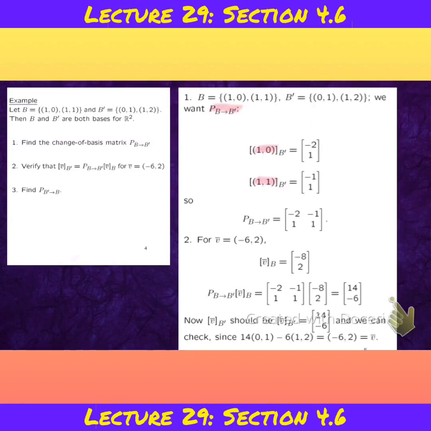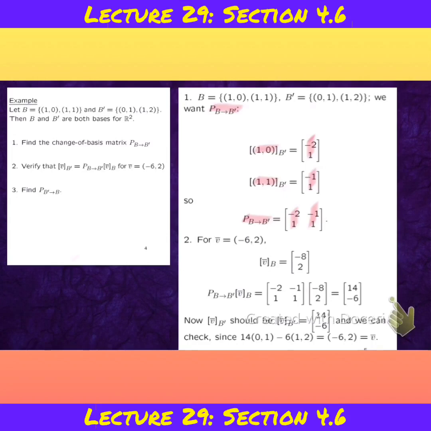The change of basis matrix is now the matrix that you find by making your columns these coordinate vectors. Okay, so there's my coordinate vectors. And that gives us the change of basis matrix. So that answers the first question.